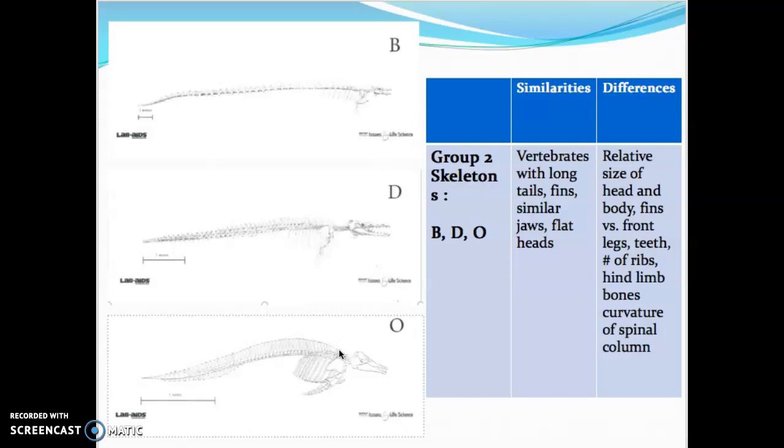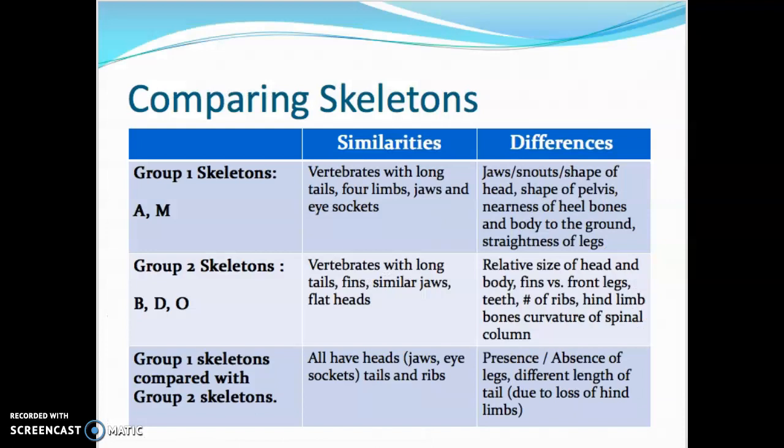Okay. And then the third row in your chart that you were supposed to do was to compare Group A from Group B. So I'm just going to put up the whole chart here. So if I were comparing Group 1 with the legs to Group 2 that did not have the legs, I would say they all have in common a head. And the head includes an open and closed jaw, eye sockets. They all have tails and they all have ribs. So the ribs indicate the lungs, that they breathe air, as opposed to gills in a fish. The big difference between them is obviously whether or not they have legs, and then how long their tail is. And that has a lot to do with the loss of those back legs.